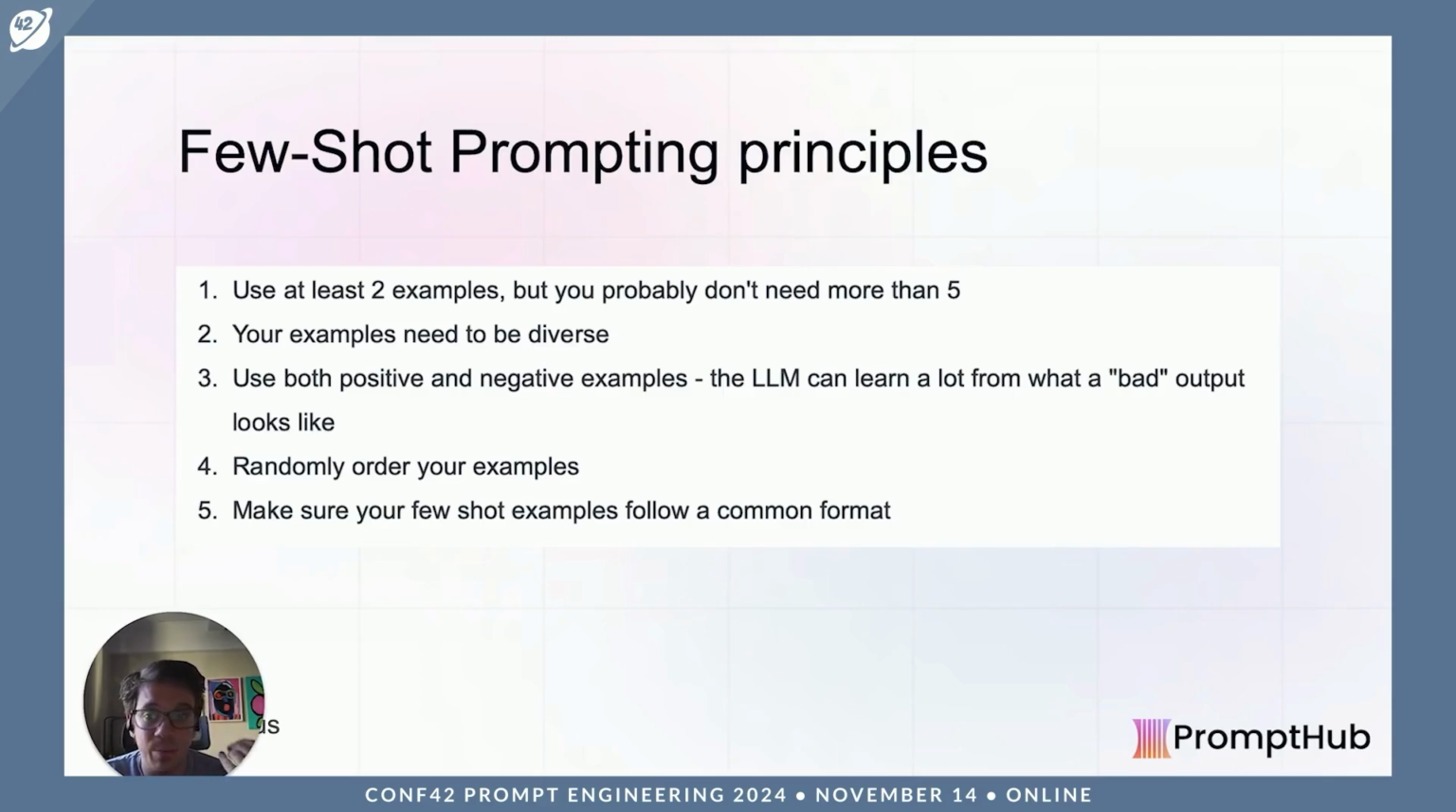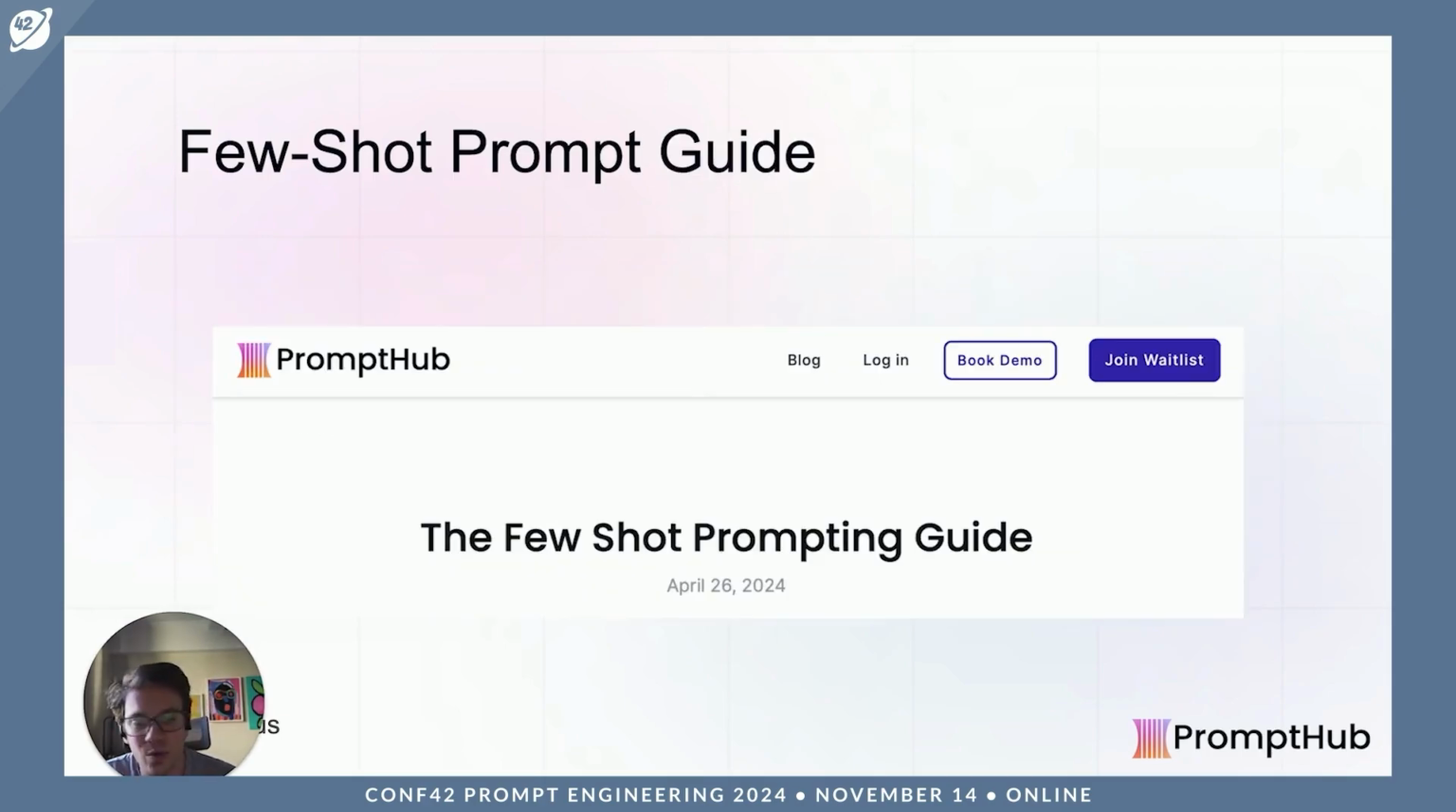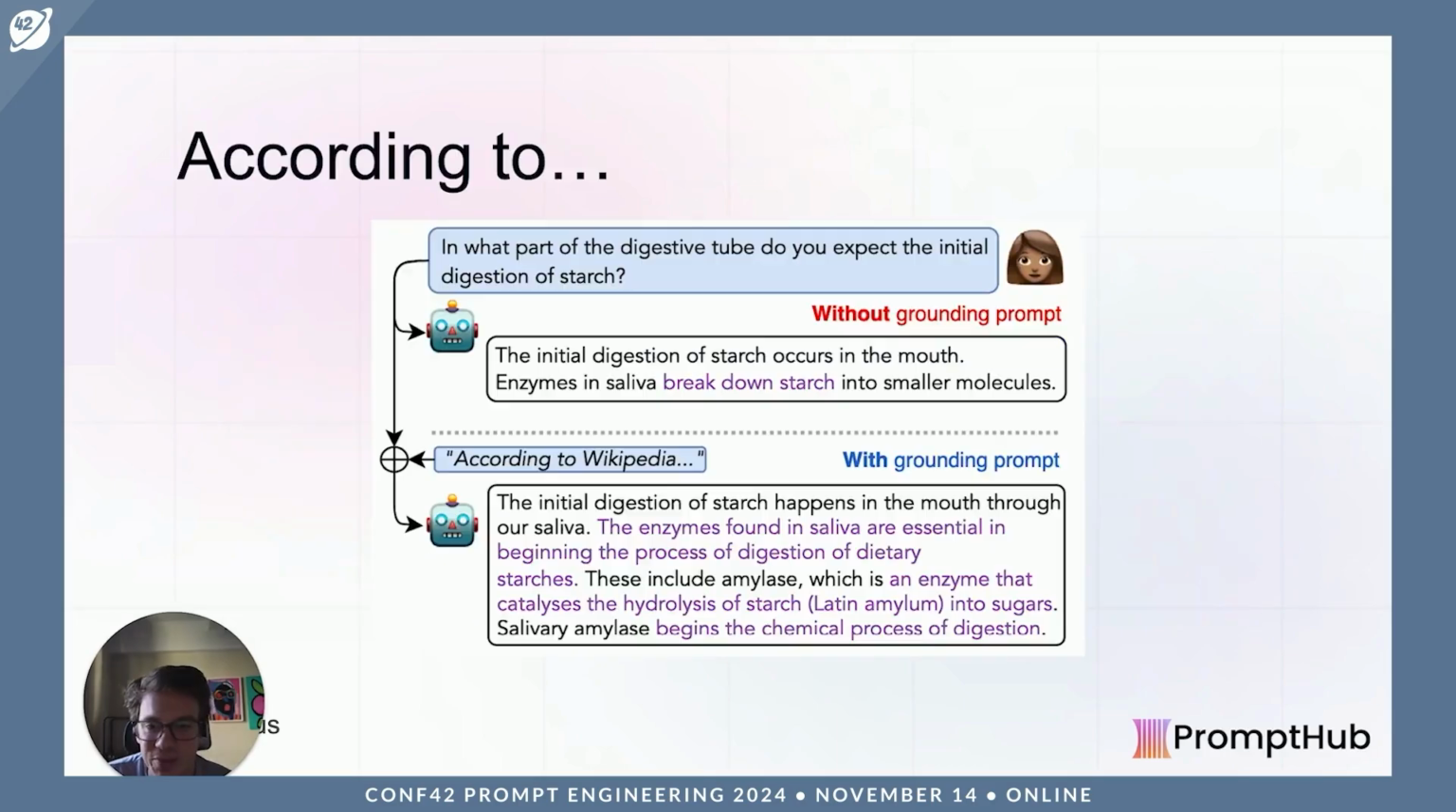A couple of other important best practices here. Use diverse examples. If you're doing sentiment analysis, don't use only positive ones. Use a combination, and have them cover a wide range of what you are going to be expecting in your application, so cover those edge cases. Randomly order them, so you don't have all the positives in one section and then all the negatives. And make sure they follow a common format so the model can better learn in context. We have a whole guide on this as well with lots of examples and templates.